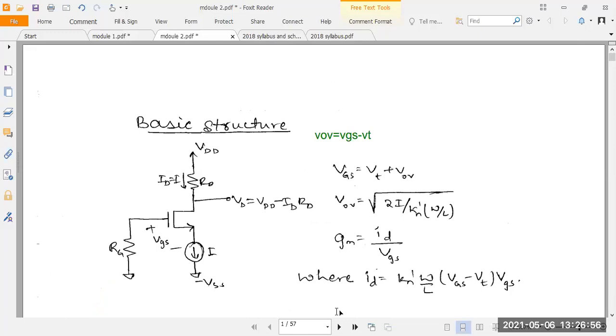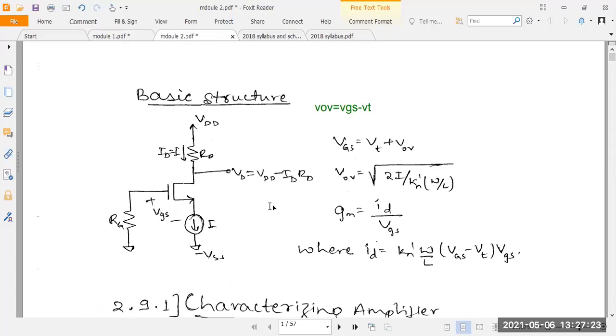Then you consider the transconductance equation, that is output current divided by input voltage, ID divided by VGS. Understood? Then you take the drain current equation. You have to consider the drain current equation, with the mobility of the charge carriers, the W/L ratio, the oxide capacitance, and VGS minus VT into VGS. Okay, this is the drain current equation. So this is the basic structure of the amplifier, that is, the common gate.